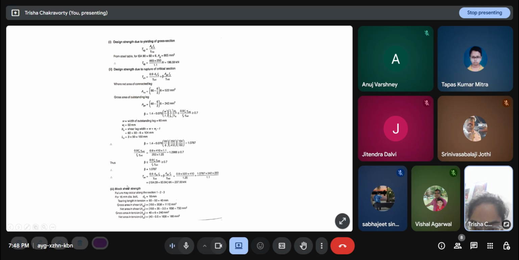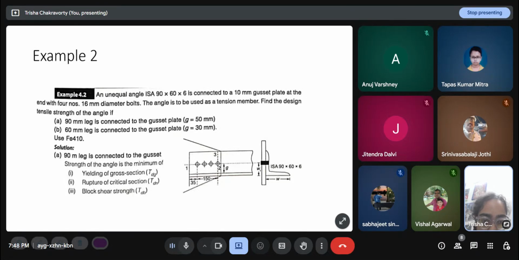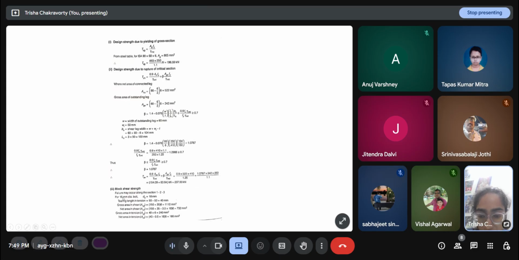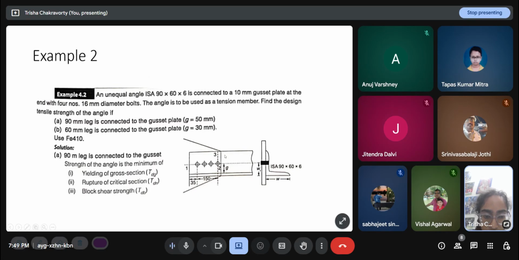And the block shear strength, failure may occur in the direction 1 2 3. Since there is only one bolt hole line, this is a kind of block that might shear off. For a 16 diameter bolt, the bolt hole diameter is 18. So the tearing length in tension, this is 90 and this g is 50, so this 2 3 length is 40, right?